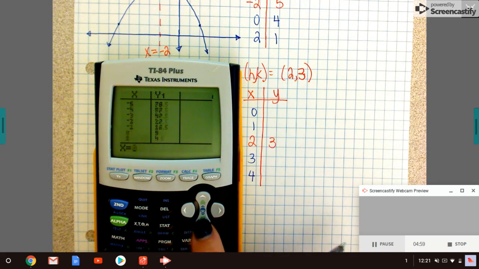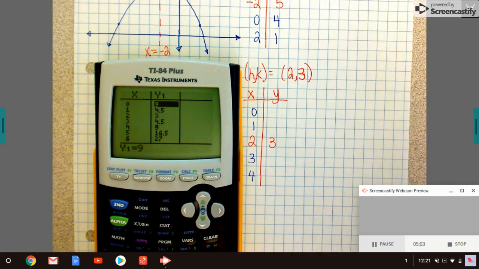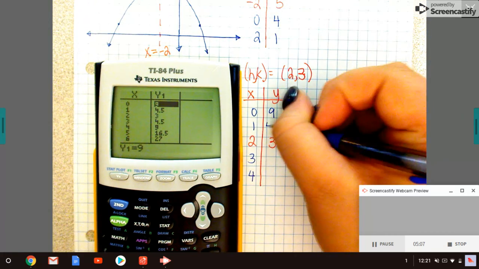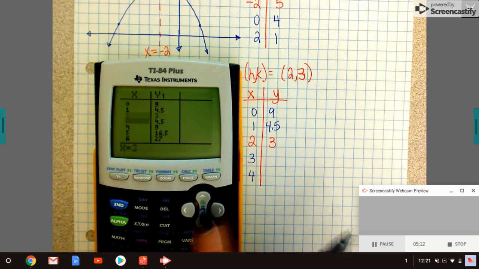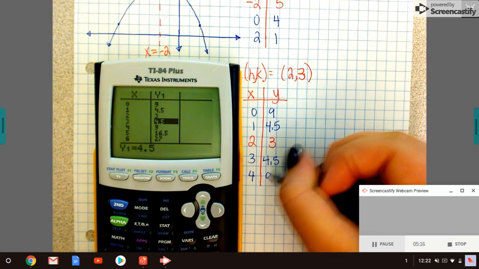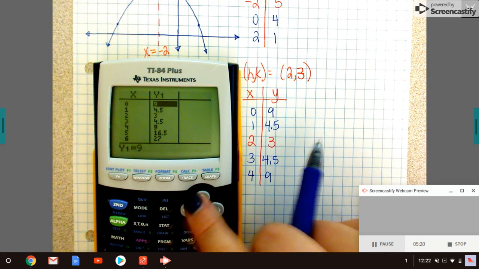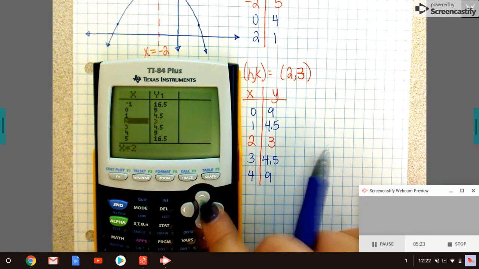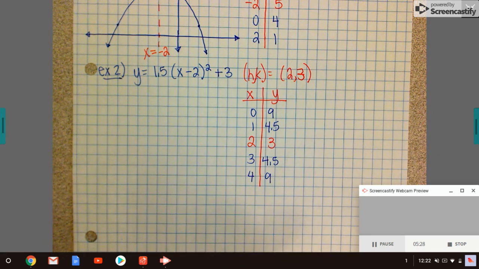You've got a large table, as large as you'd like. So we want to know what's at 0. It's 9. At 1 is 4.5. There is our 2, 3 that we were looking for. Then 3, 4.5, and 4, 9. So notice they're symmetrical around this point. This will be our minimum.